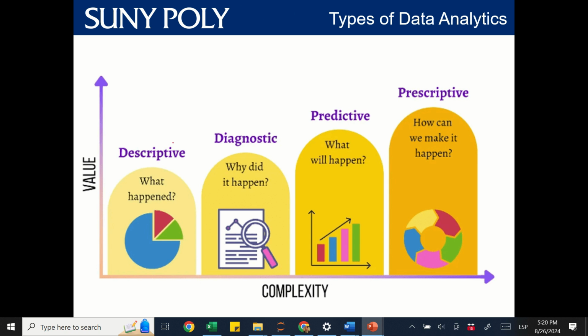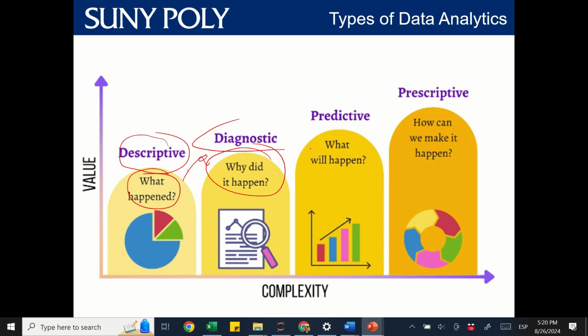So in the first one, the types of data analytics, we have the most basic one, which is the descriptive analytics. So pretty much the idea here is to look at the data and try to understand what happened in the past. So the second type of analytics is the diagnostic. So here it is to understand why did it happen, the reasons.